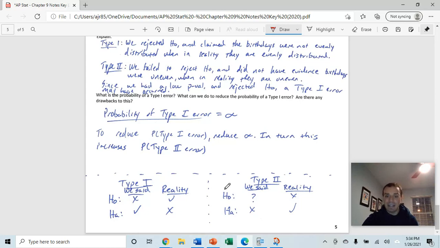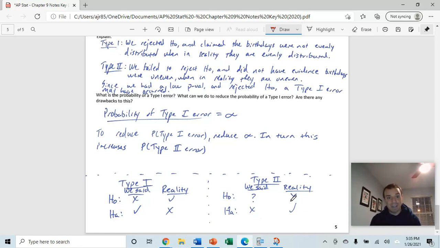And this might be a helpful thing for you to write down when you're describing type 1 and type 2 errors. Type 1, think about what did we say, what's true in reality. Same thing for type 2. So again, in a type 1, we said null hypothesis, you're wrong. We have evidence that the alternative is true. The reality is really the null is true. In a type 2 error, we didn't accept the null. We just said we don't have evidence of the alternative, but in reality, the alternative hypothesis really is true.